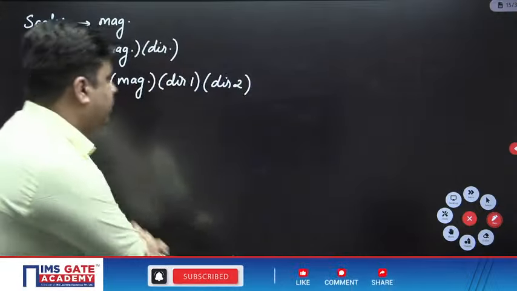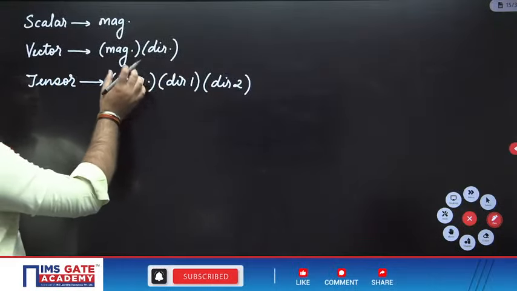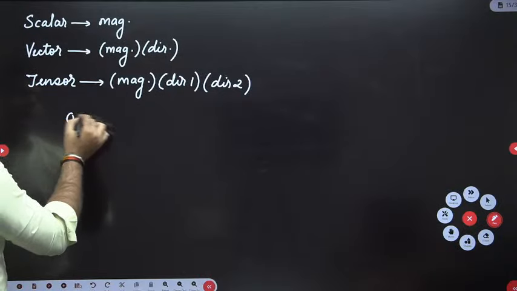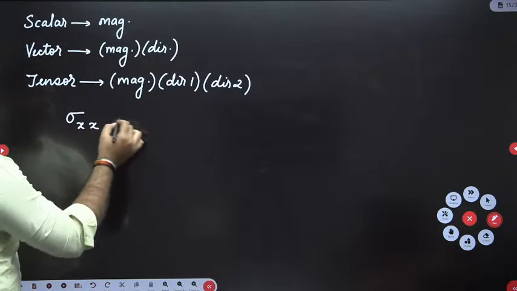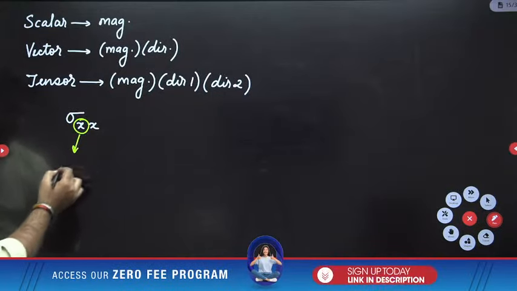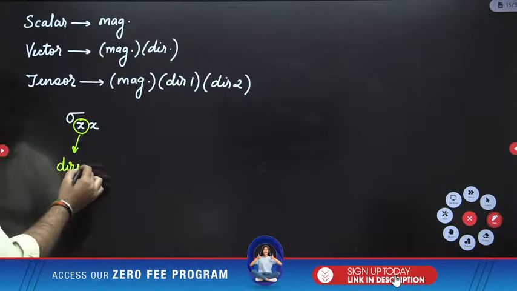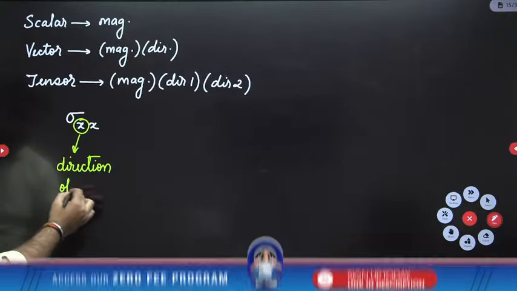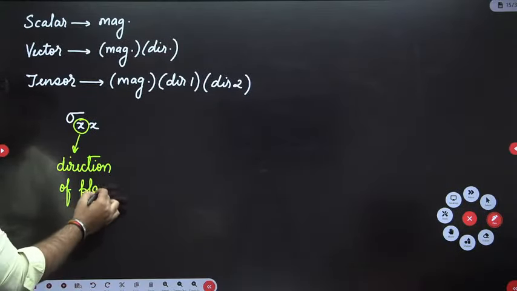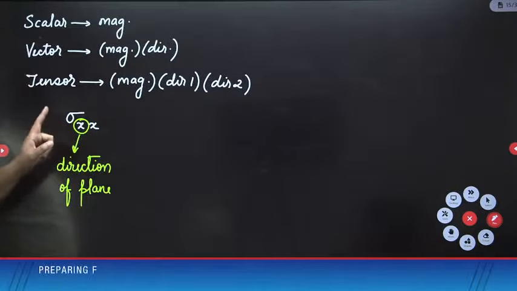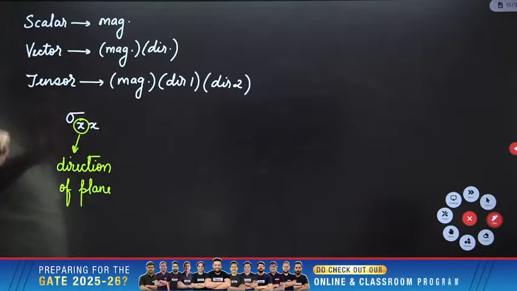Now check this out. A tensor quantity has magnitude and two directions. For example, if I write sigma xx, what is this first x? This first x is the direction of plane on which this stress is acting.